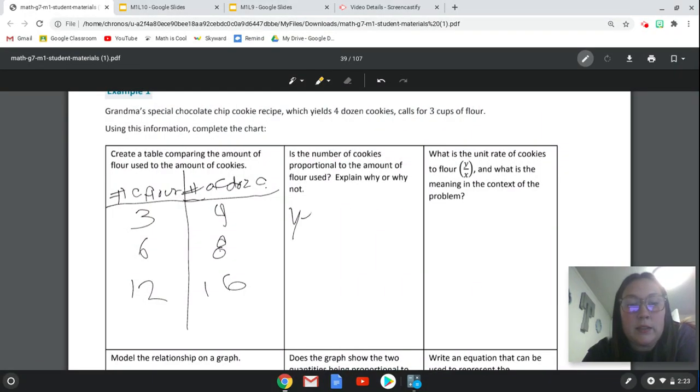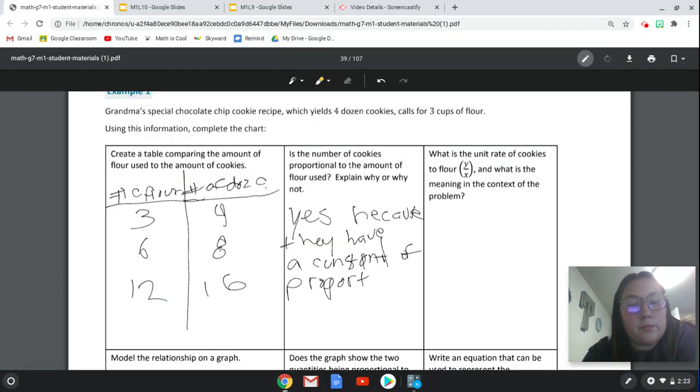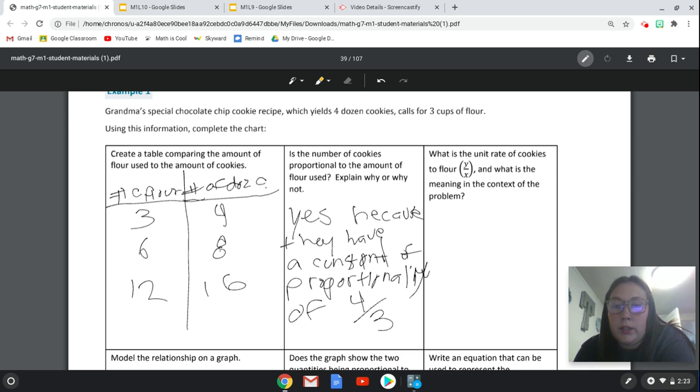Okay, so they all have the same constant. So I would say yes, because they have a constant of proportionality of 4/3. Then we're going to go on to what is the unit rate of cookies to flour, y/x, and what is the meaning in the context of the problem.